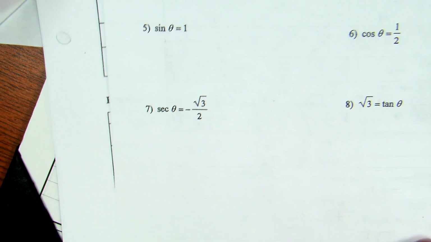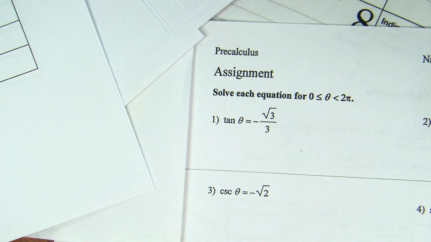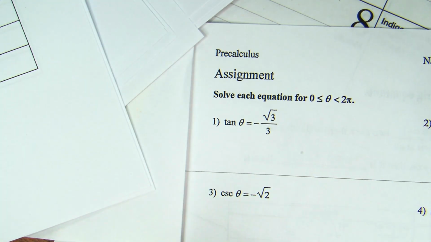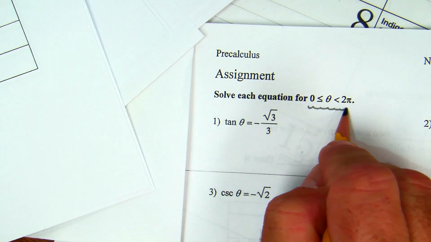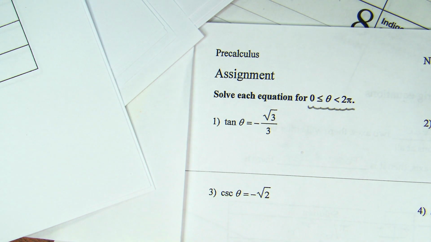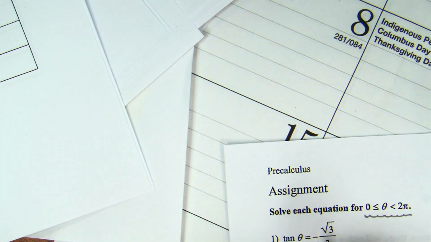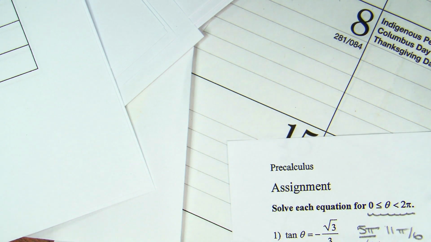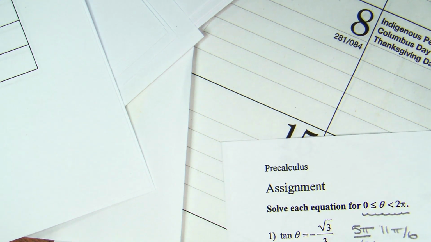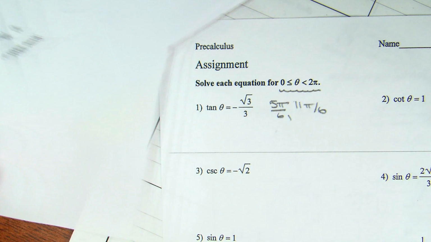All right, if we flip it over. Oh, man, look, that's just not nice. The first one they give us is what? Tangent is equal to what? Negative root 3 over 3. Now, here's what I want to focus on. Our solutions are between 0 and 2 pi. All right? So again, I'm just going to go over here and translate the 5 pi over 6 and 11 pi over 6. All right? So that's the same one we did.